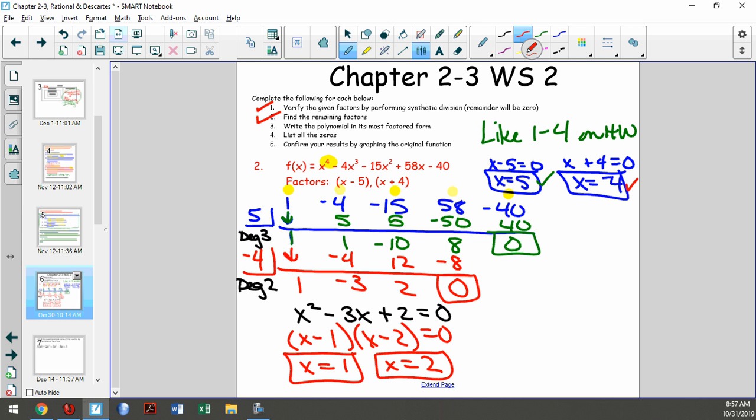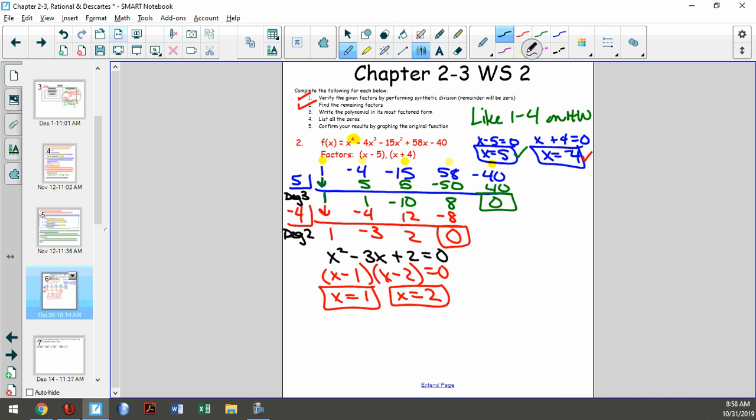So how do I write this in its factored form? Well, I'm going to simply say, here's a factor, here's a factor, here's a factor, and here's a factor. So I'm going to multiply them all together. So that's x minus 5, x plus 4, x minus 1, and x minus 2.